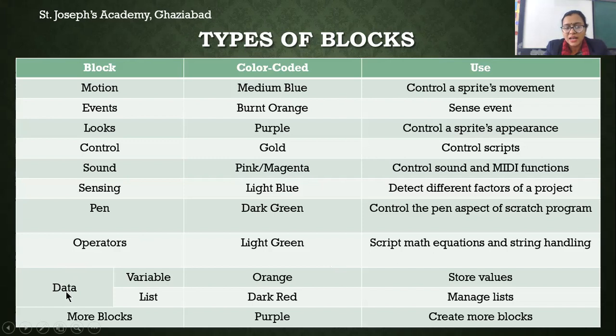Next are Data blocks. Data blocks contain two types of blocks: variable blocks and list blocks. Variable blocks are color coded orange. They are used to store different values. Next are list blocks. List blocks are color coded dark red. They are used to manage lists in the project.